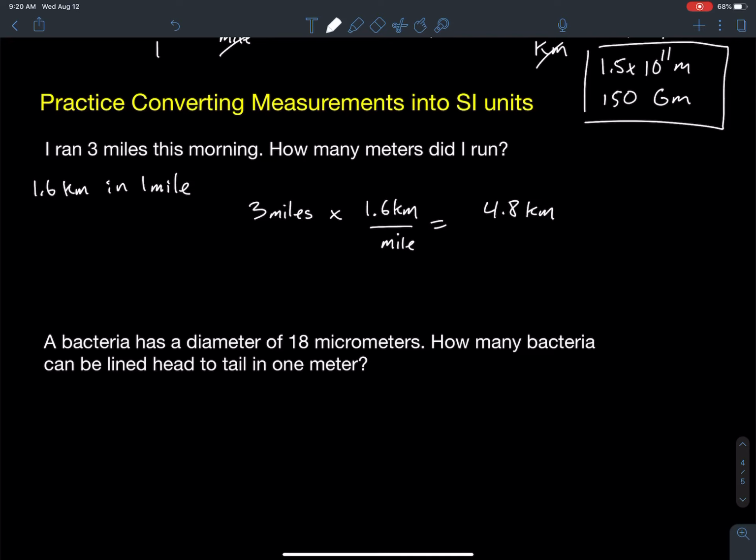And if I want to find meters, I have to do another conversion, which is times 1,000 meters per kilometer. Okay, that cancels out, giving me 4,800 meters.